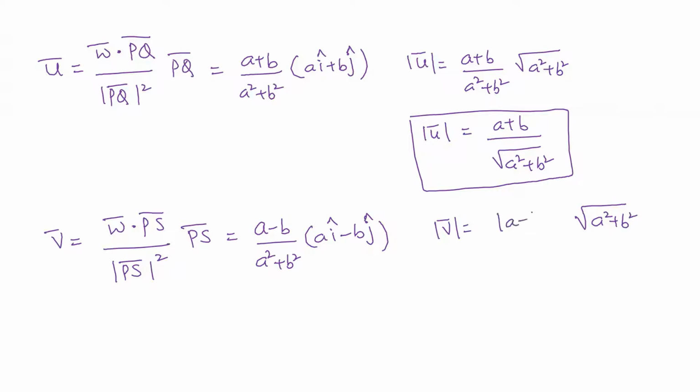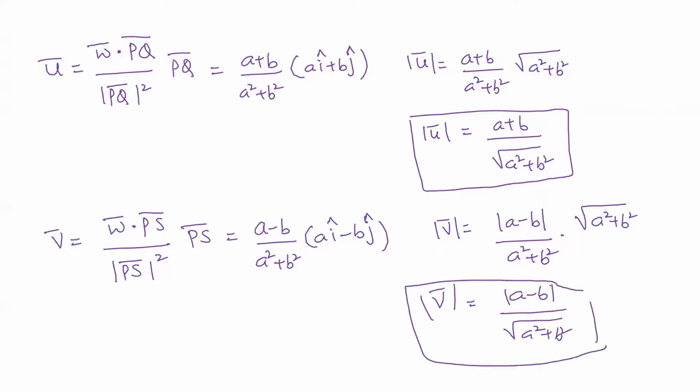So here we are going to write this one as mod of (a minus b) upon under root of a square plus b square. So that is what we got as the magnitude of v bar. Be careful with this modulus here. So mod of v bar is going to come as mod of (a minus b) upon under root of a square plus b square. That is what we got as the magnitude of v bar, and the magnitude of u bar came out to be (a plus b) upon under root of a square plus b square, and the magnitude of v bar came out to be mod of (a minus b) upon under root of a square plus b square.